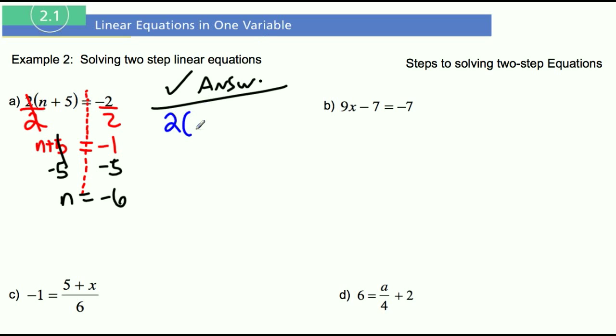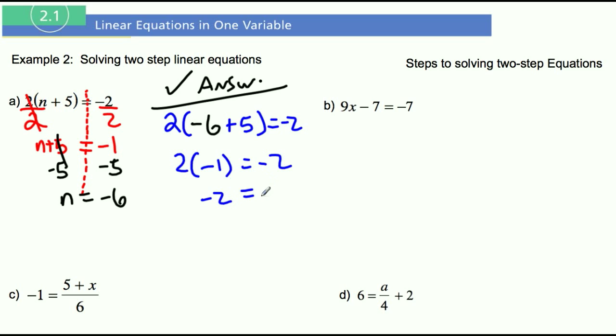So 2 times the quantity -6 plus 5 equals -2. So is it really true that the left side is equal to the right side? Well, -6 plus 5 is -1, so 2 times -1 is -2, and the right side is -2. Bing! We just checked our answer. You know that n equals -6 is the correct answer. No one can argue with you because you've checked your answer and it comes out to be correct.